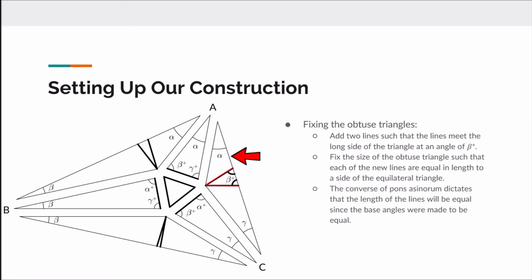This is where Pons Asinorum comes into play. The converse of Pons Asinorum dictates that the length of the lines will be equal since the base angles are made to be equal. Now, Jonathan will finish off the proof.